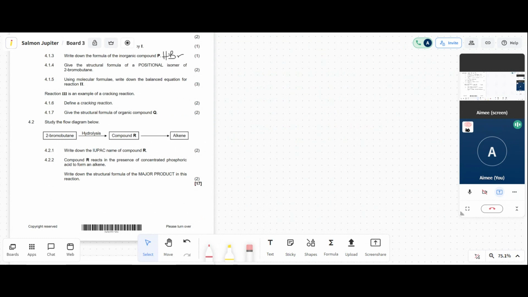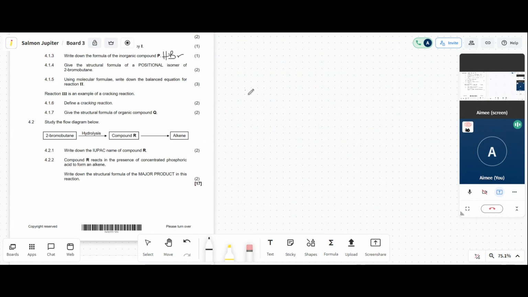So this is probably a substitution reaction, and you're going to have to get rid of your bromo and replace it with the OH from your H2O molecule during the hydrolysis reaction. So this means that your compound R is going to be butan-2-ol. This is basically what the reaction is going to look like.